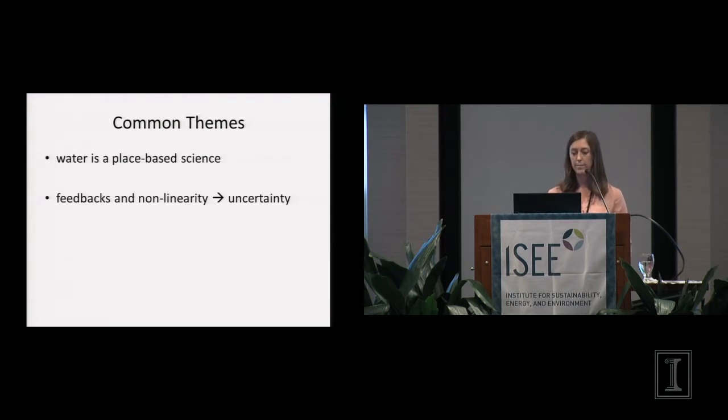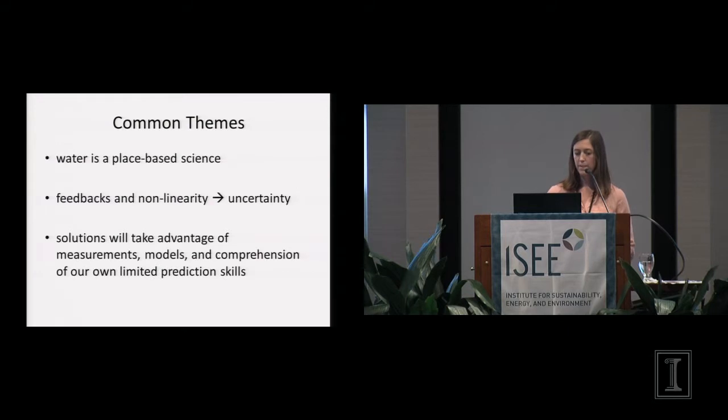Also, we talked a lot about feedbacks and nonlinearity leading to uncertainties in climate change that we have to address with our agile institutions. And finally, these solutions will take advantage of technology, including high-resolution measurements and models, and also the comprehension of our own limited prediction skills. So just the comprehension that uncertainty is really inherent in a lot of these climate models. And I think that's all I have for session 1. Thank you.